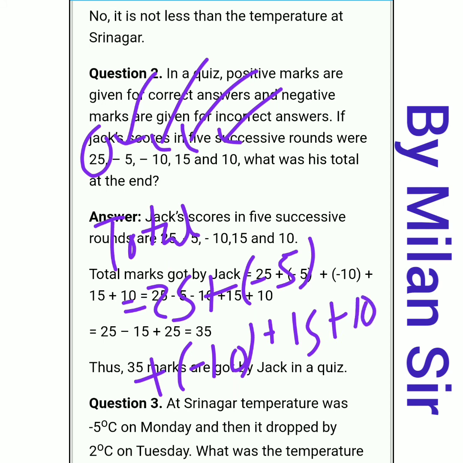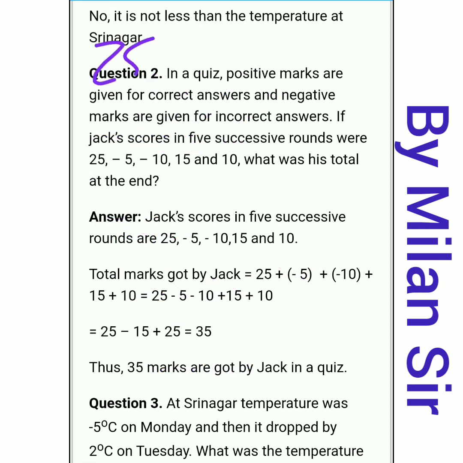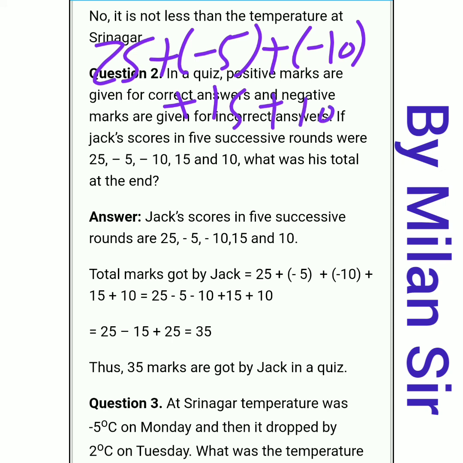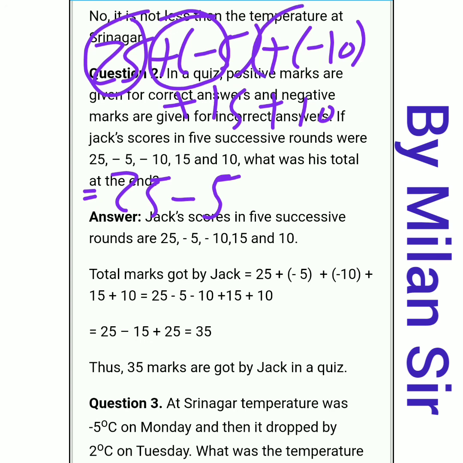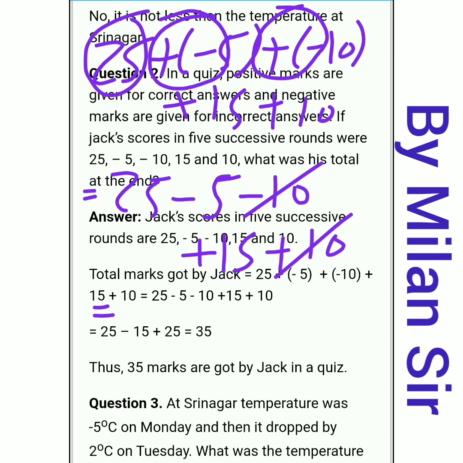We need to add these numbers: 25 plus -5 plus -10 plus 15 plus 10. First, this 25 stays as it is. Here we have two signs, so plus minus is minus 5. Here also plus minus is minus 10. After that we have plus 15 and plus 10. Now minus 10 plus 10 cancel, it is 0, so we can cut it. Now what is remaining?